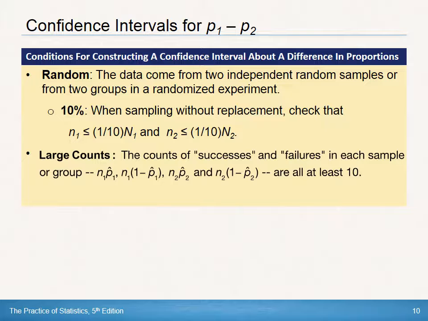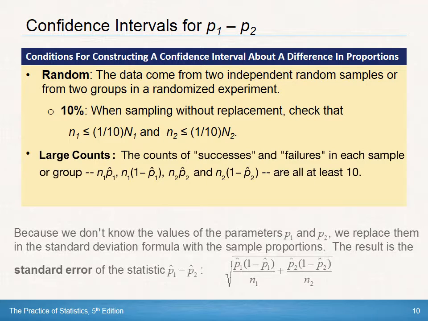When the conditions are met, an approximate confidence interval can be constructed. Here are the conditions for constructing a confidence interval. So first, we know from previous lessons, it has to be random, it has to pass the 10% rule, and it has to pass the large counts rule. n times p, n times q have to all be at least 10.